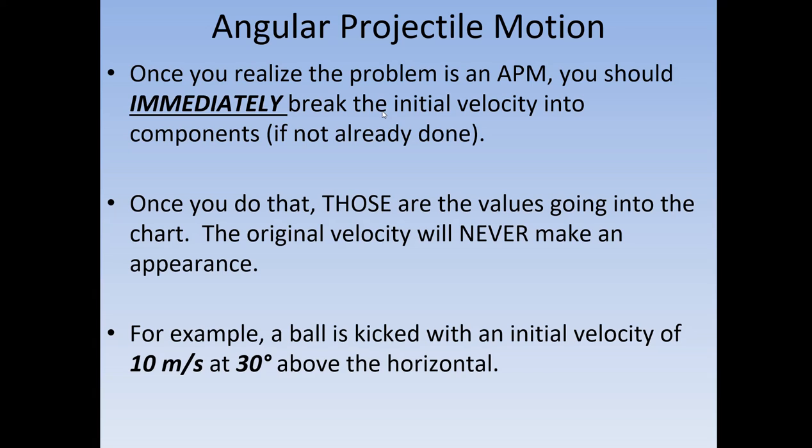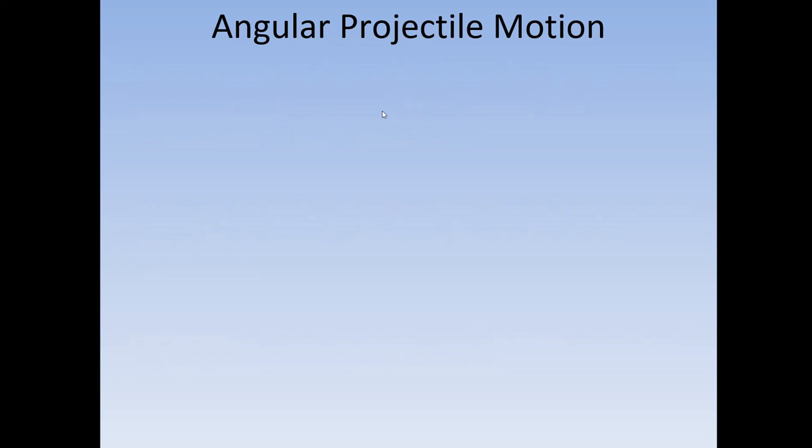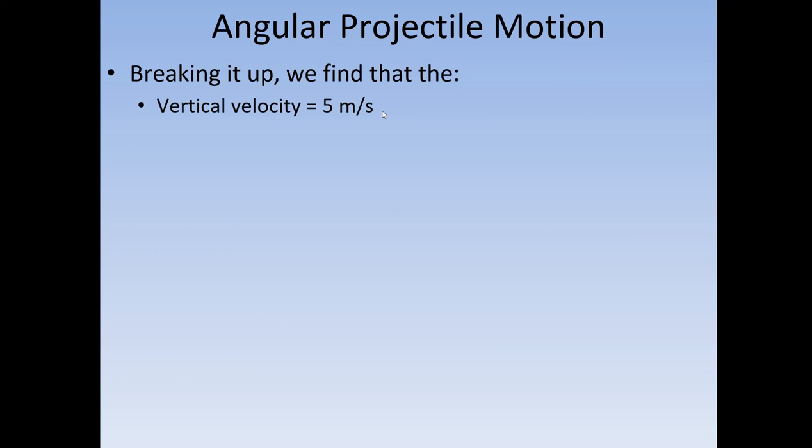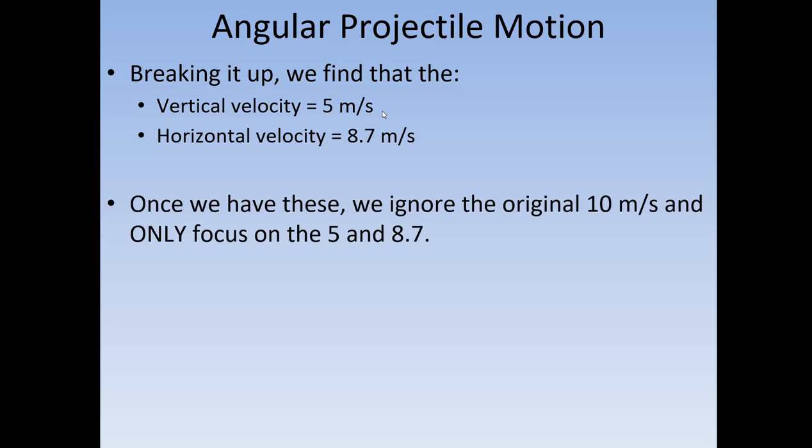A good example is here. Let's say they have a ball being kicked at 10 meters per second at a 30-degree angle. We break it up into its x and y components. We get that the vertical velocity using SOHCAHTOA is 5 meters per second and the horizontal is 8.7. When I make my chart, I'm ignoring that original 10 and the 30 degrees because I've broken it up into a 5 and 8.7. These numbers are what I can use. This I can't.